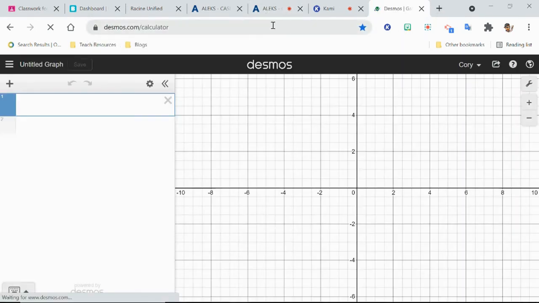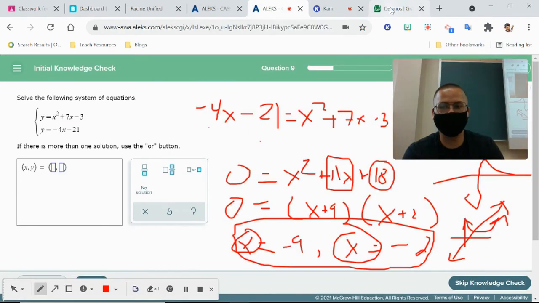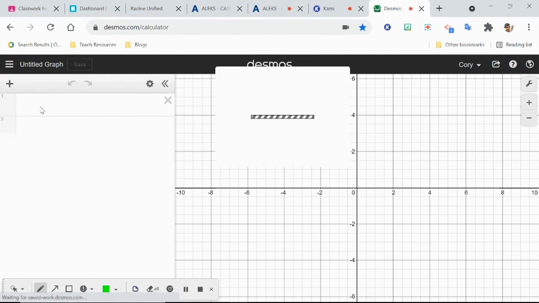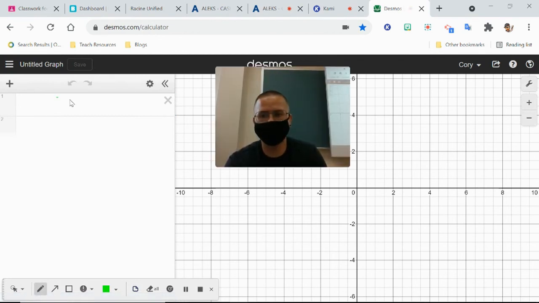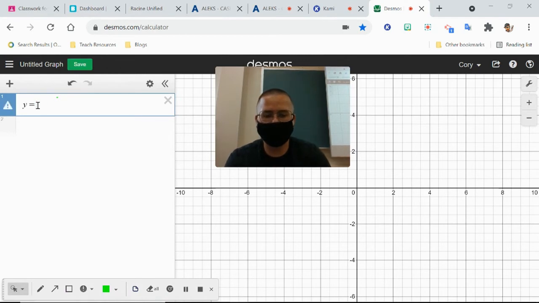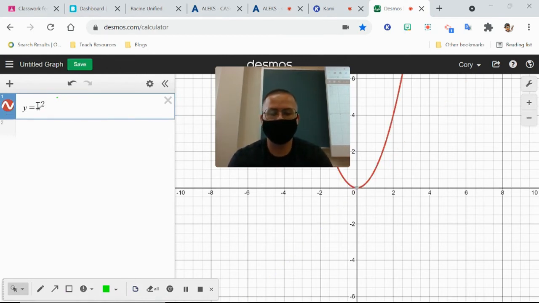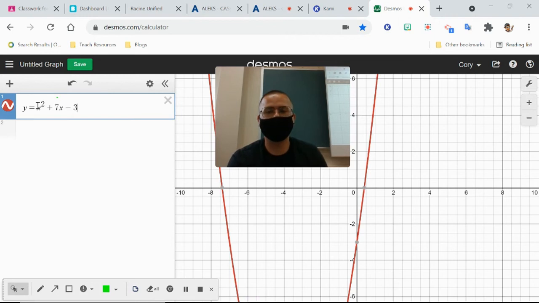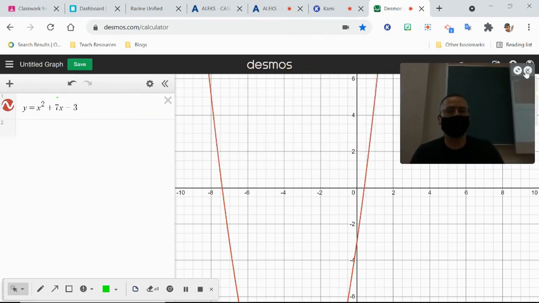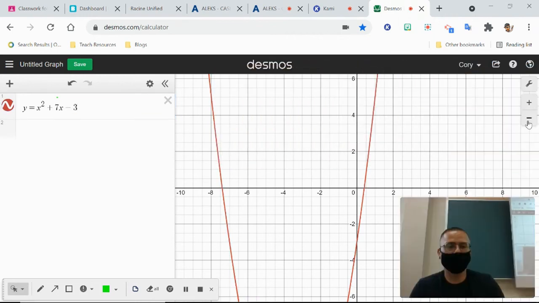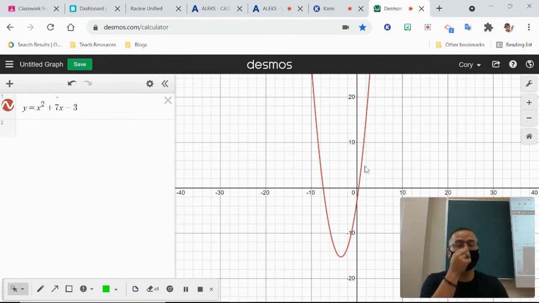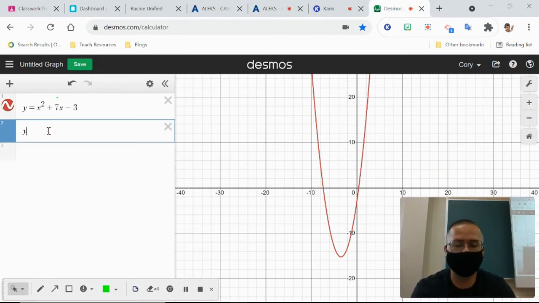So you have access to graphing technology. All you gotta do is graph the two functions. So y equals x squared plus 7x minus 3. So I recommend Desmos for everybody. If you ever need to graph something, just open up Desmos. There's an app for it on your phone. It'll show you what the graph's supposed to look like. And then the other function was y equals negative 4. So this is going to be a line.